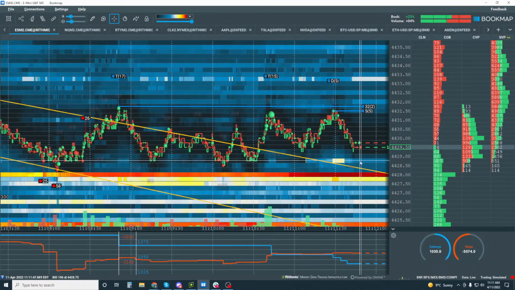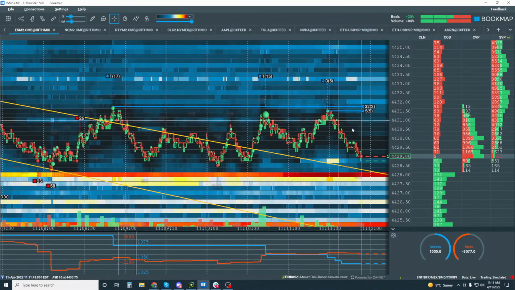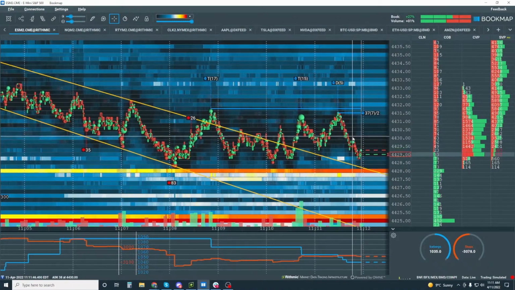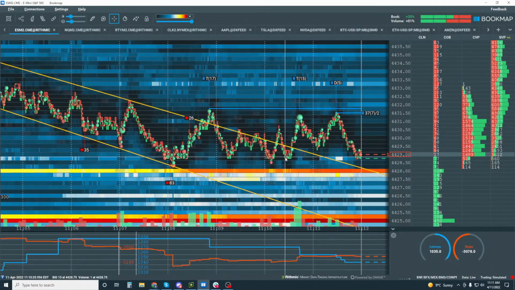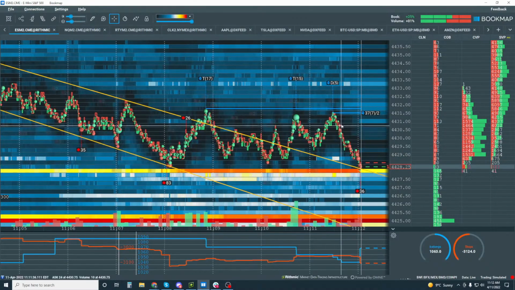I would love to see if we can get our sellers down here. I'd love it. These guys would be off size. We get a nice quick move lower and a nice stop run here. I don't know if we're going to get it. Love to see it. They're getting them. There they are.